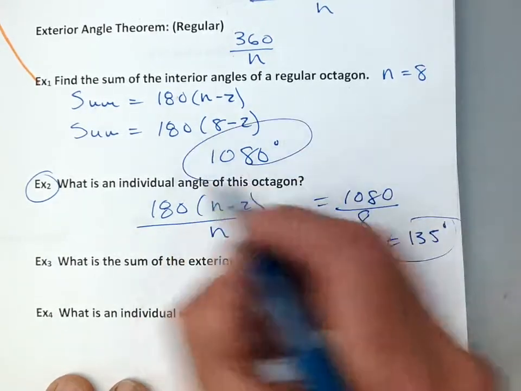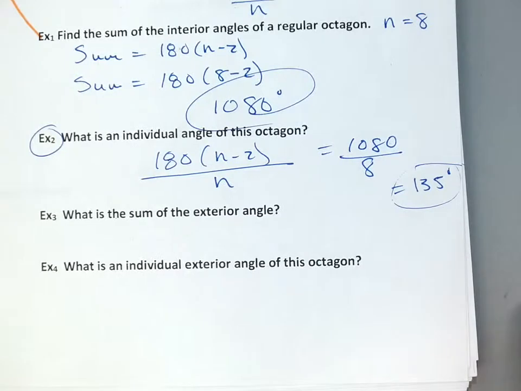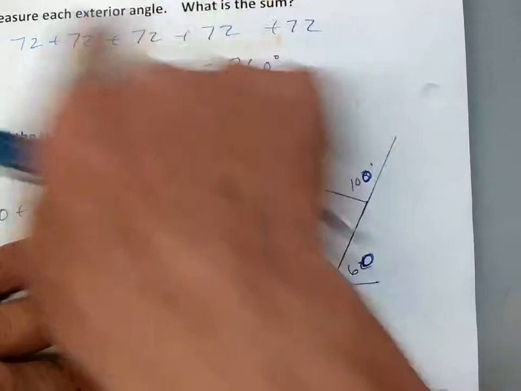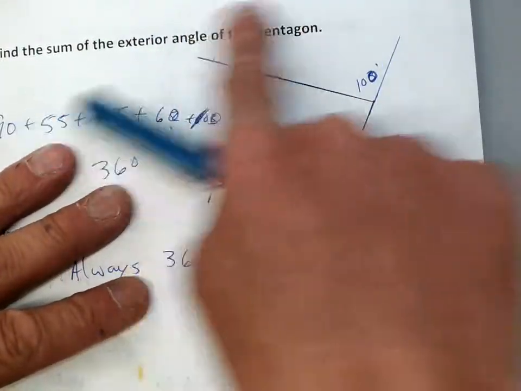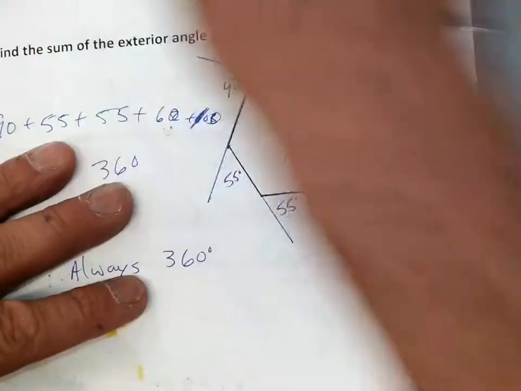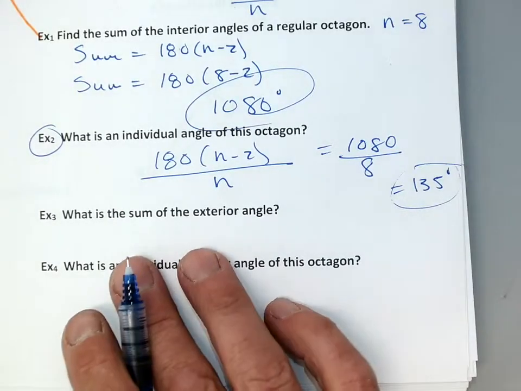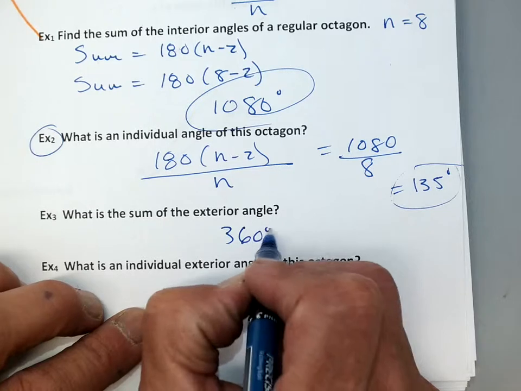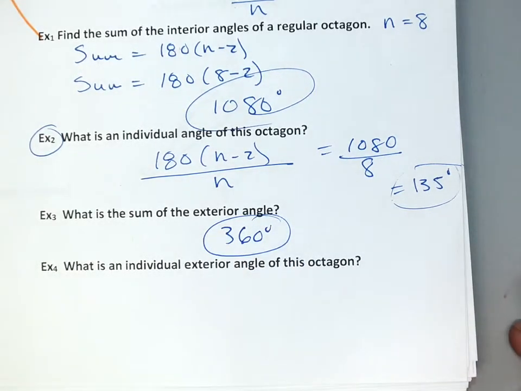Okay, example 3. In this octagon, I want to know what all of the outside angles are. It's kind of like this picture right here, except it's an octagon. I want to add them all up. Well, that's easy. I already know it's just 360 degrees. If I add them all up, the sum is always 360 degrees. Pretty simple?